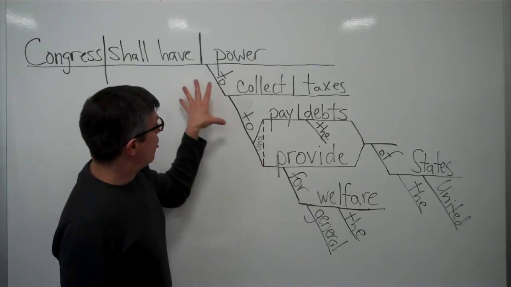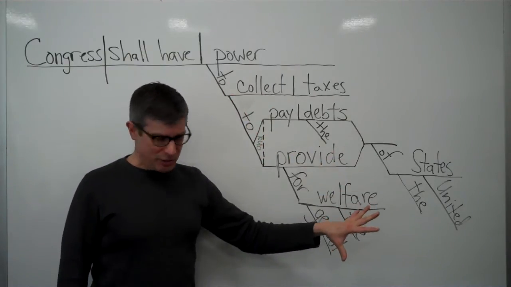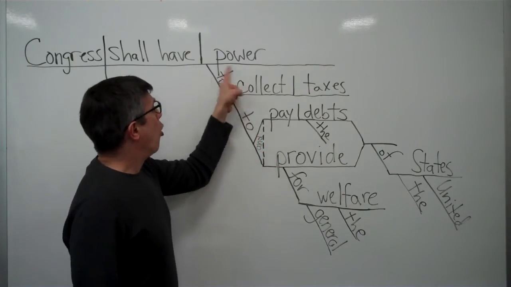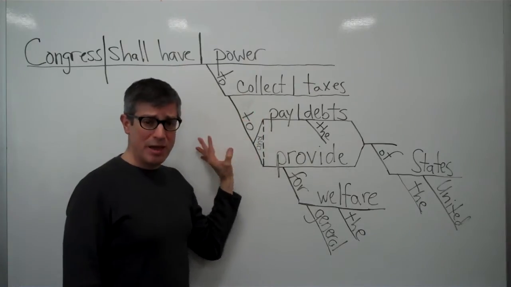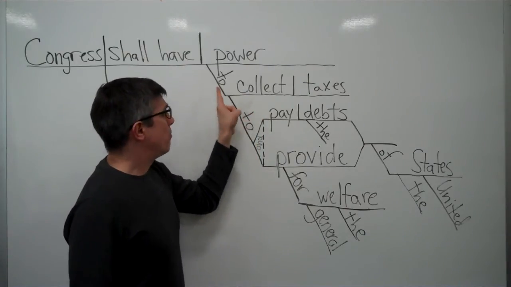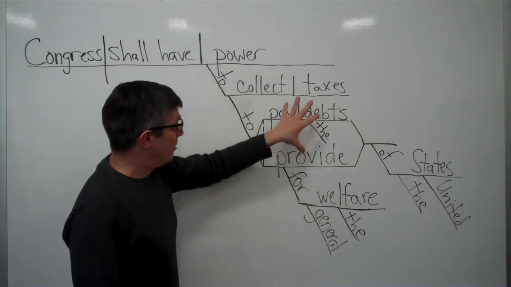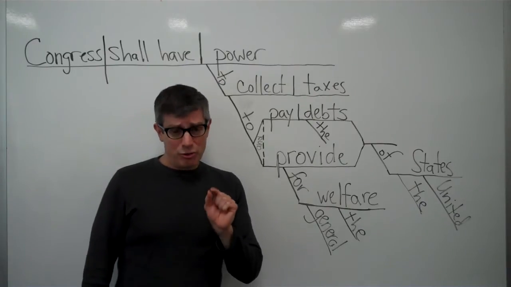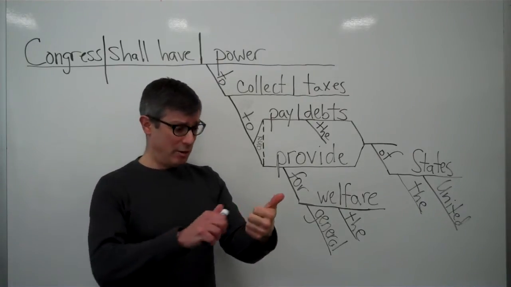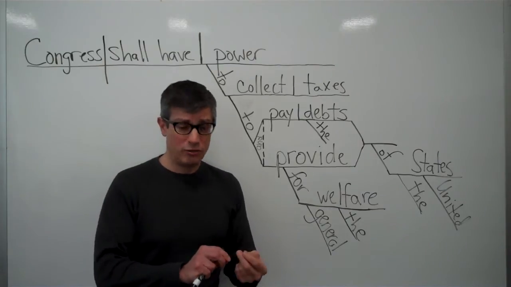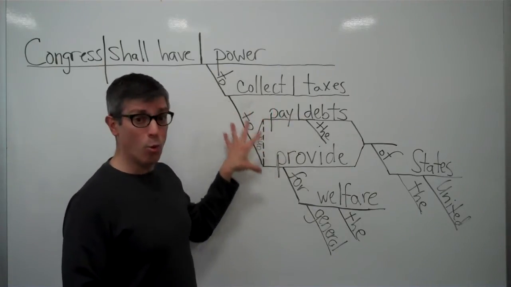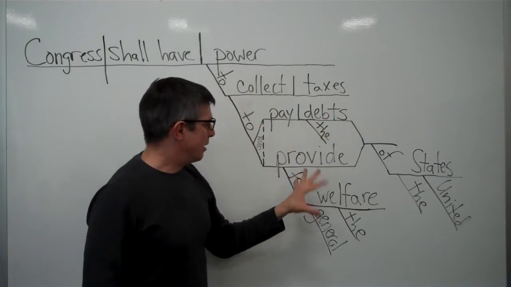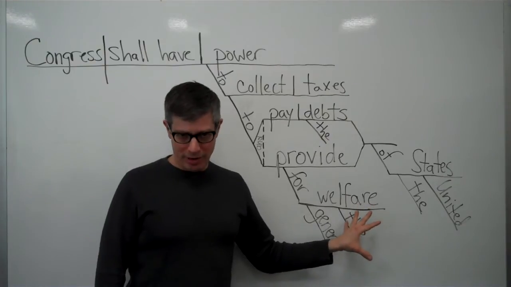That's why. And so if this is the way we diagram the sentence, that might mean that the only power granted to Congress by this clause is the power to collect taxes. And that all this stuff is just saying under what conditions Congress shall have the power to collect taxes. It can collect taxes for two reasons. Remember, because these are why questions. It can collect taxes to pay debts, and it can collect taxes to provide for the general welfare.